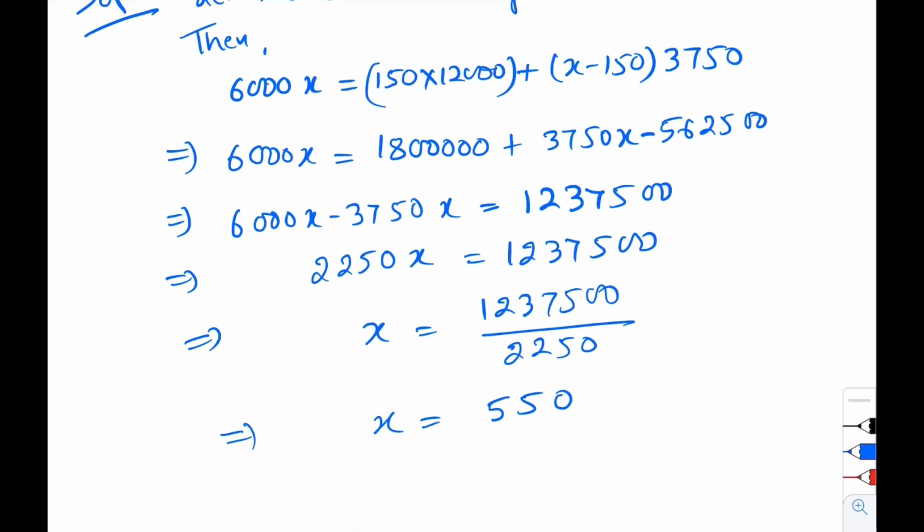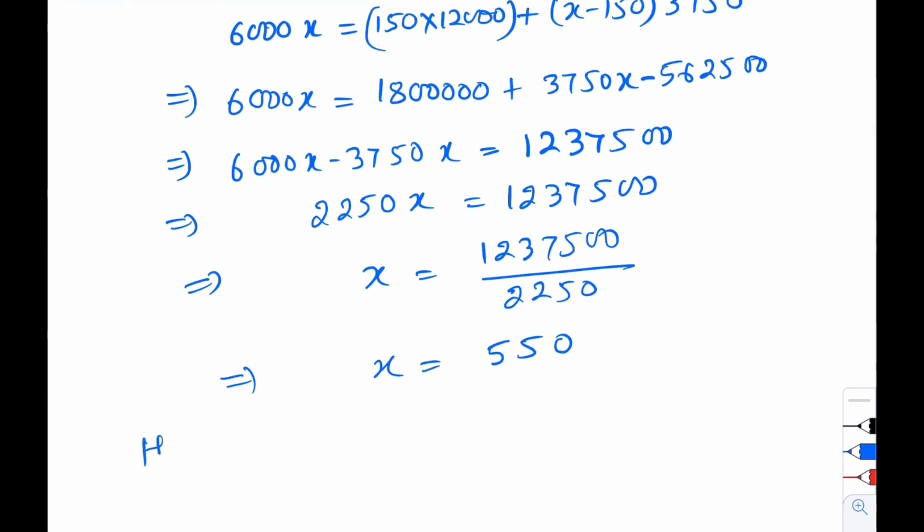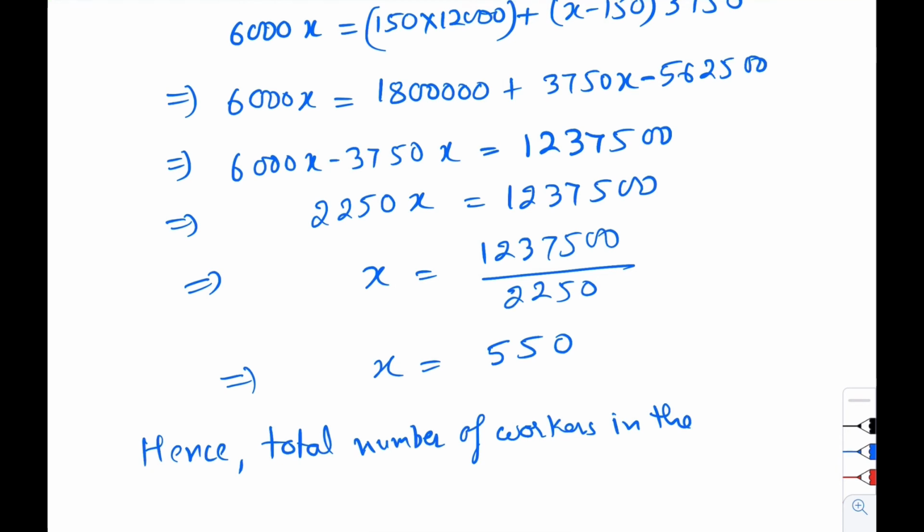So x is 550. Hence we can say that the total number of workers in the factory is equal to 550. So our answer is 550.